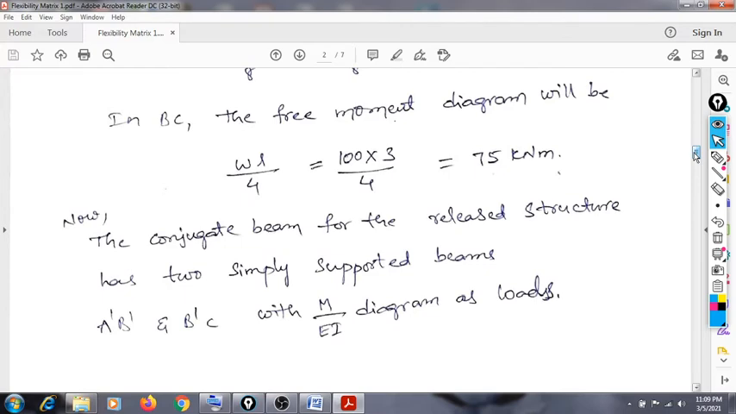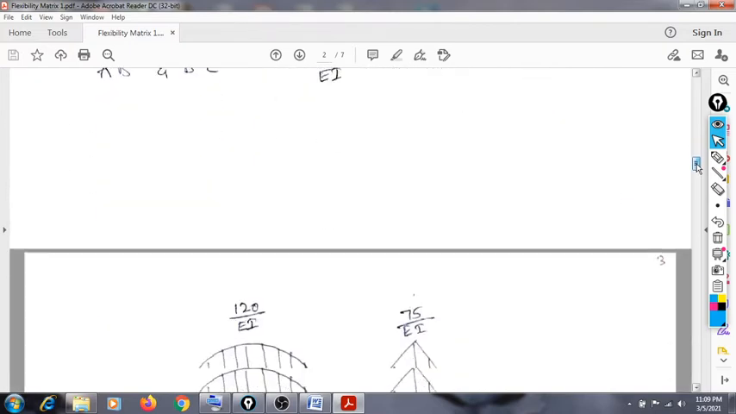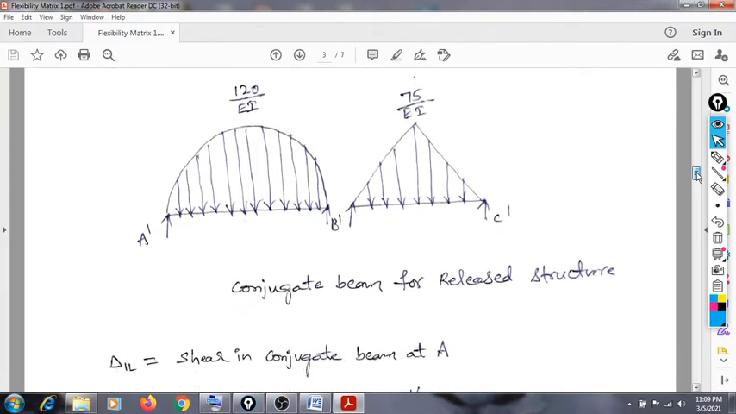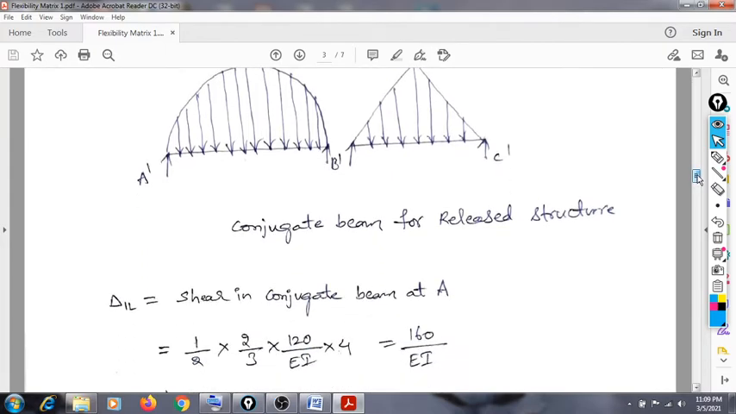In the conjugate beam, the load will be M by EI, which is shown here like this line. 120 by EI will be the load on A'B', and 75 by EI will be the load on B'C'. So this is how a conjugate beam is drawn for the released structure in the flexibility matrix method. And we get delta 1L.